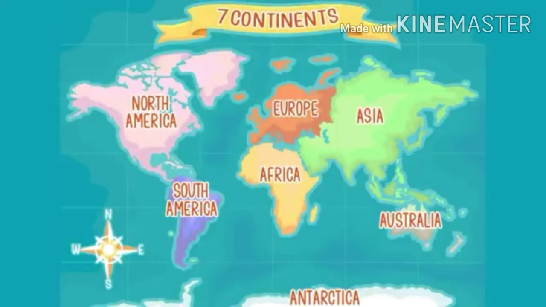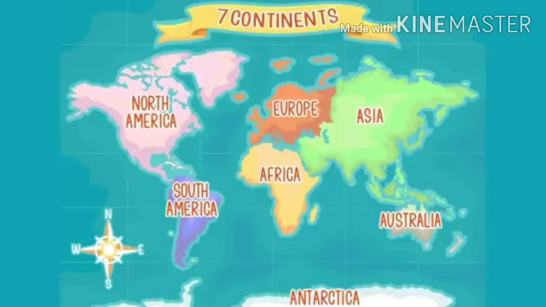Okay, now we are going to see the map. A map is a graphical representation of the earth's surface drawn to scale on a sheet of paper.